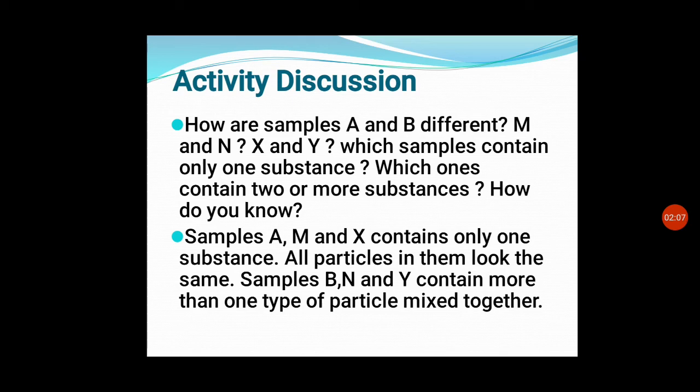How are samples A and B different? M and N, X and Y. Which samples contain only one substance? Which ones contain two or more substances? How do you know? Samples A, M and X contain only one substance. All particles in them look the same. Samples B, N and Y contain more than one type of particle mixed together.